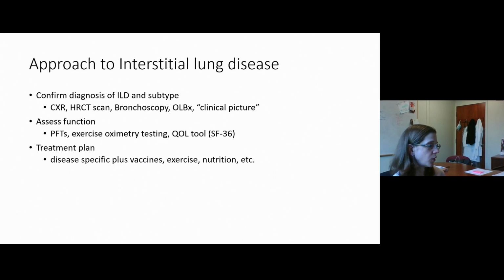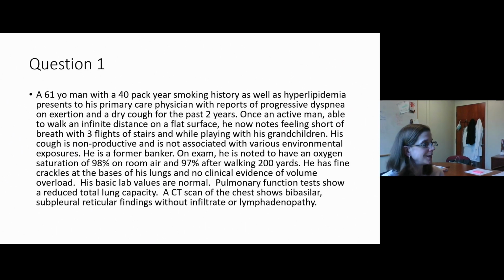The PFTs are not only helpful in identifying a restrictive or mixed disease, but also in determining how advanced that patient's disease process is. It's important to consider exercise oximetry and then institute a treatment-based plan, including treatment of the specific disease, plus all of the supportive measures such as vaccines, referral to pulmonary rehab, appropriate nutrition, etc.